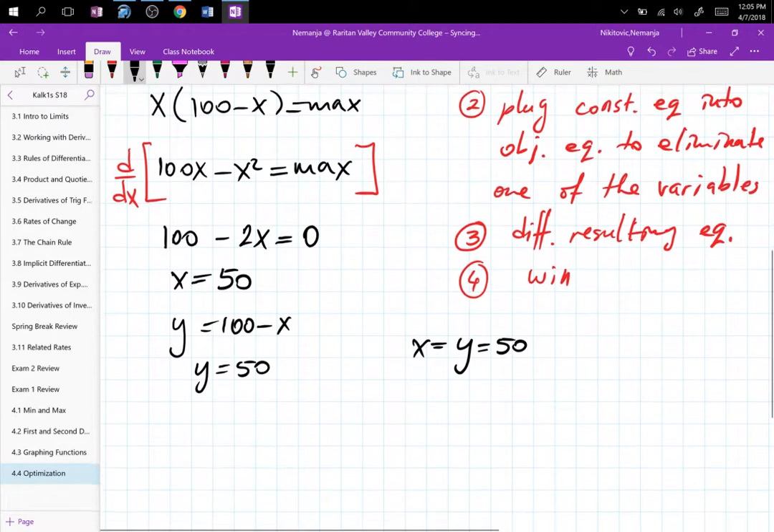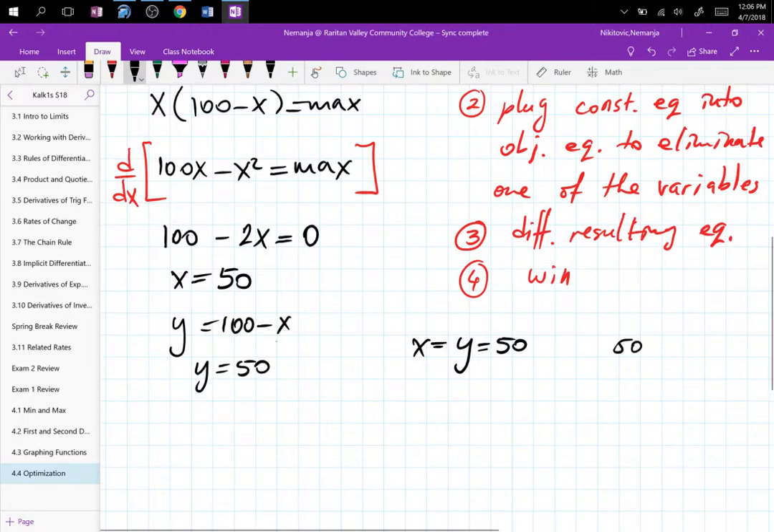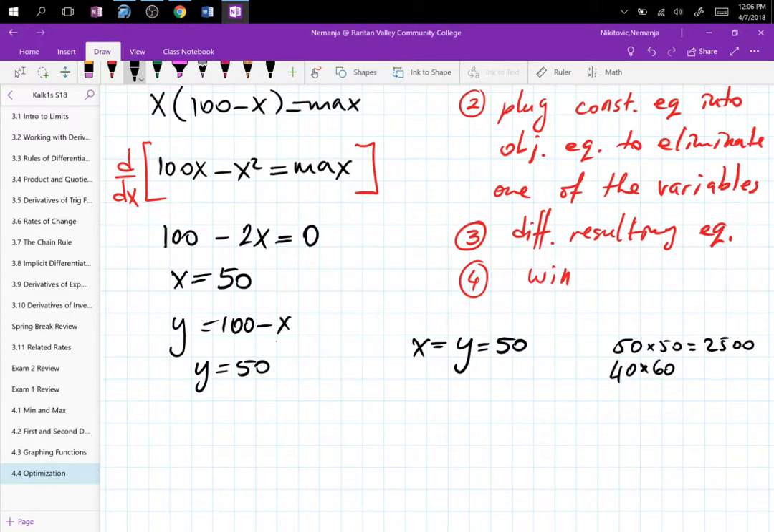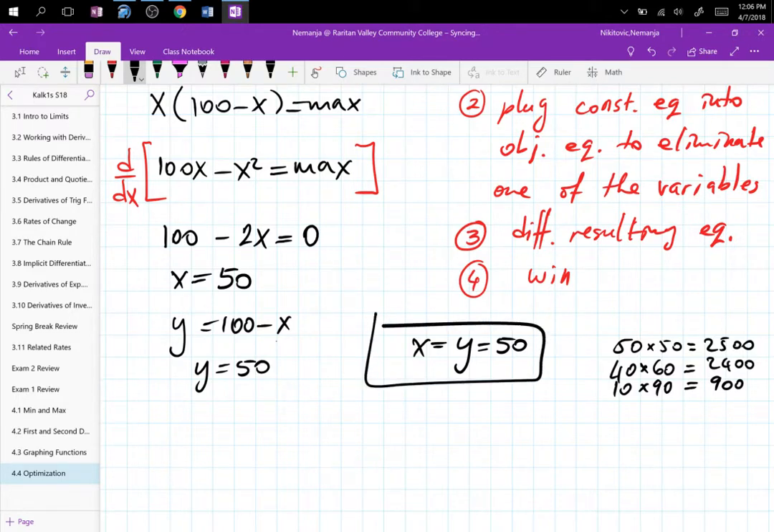You can check that in a chart. If you have 50 times 50, which add to 100, you get 2,500. If you have 40 times 60, you have 2,400. If you have 10 times 90, you get 900. No matter what else you pick, calculus is telling you that the maximum is when x is 50 and y is 50.